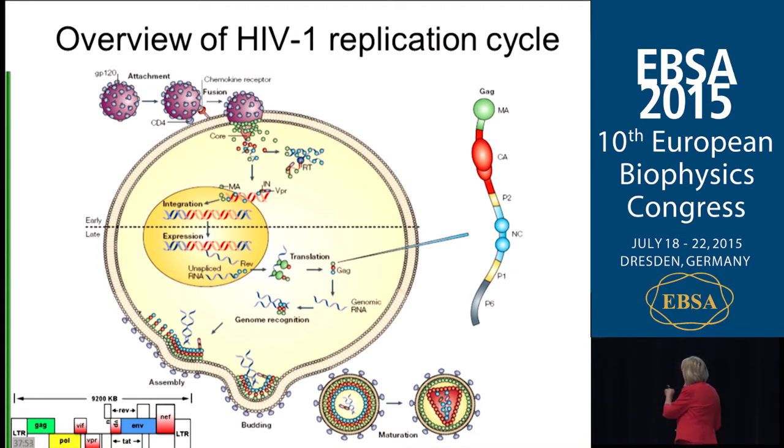So lots of studies have gone on. The one thing I'm only depicting here is one of the proteins that is important for making this conical capsid core. And like most proteins of HIV, it is produced as a polyprotein. It's called GAG. At the N-terminus, we have a protein called matrix. Then comes the capsid protein and the nucleocapsid protein. And then there are a few peptide appendages around.